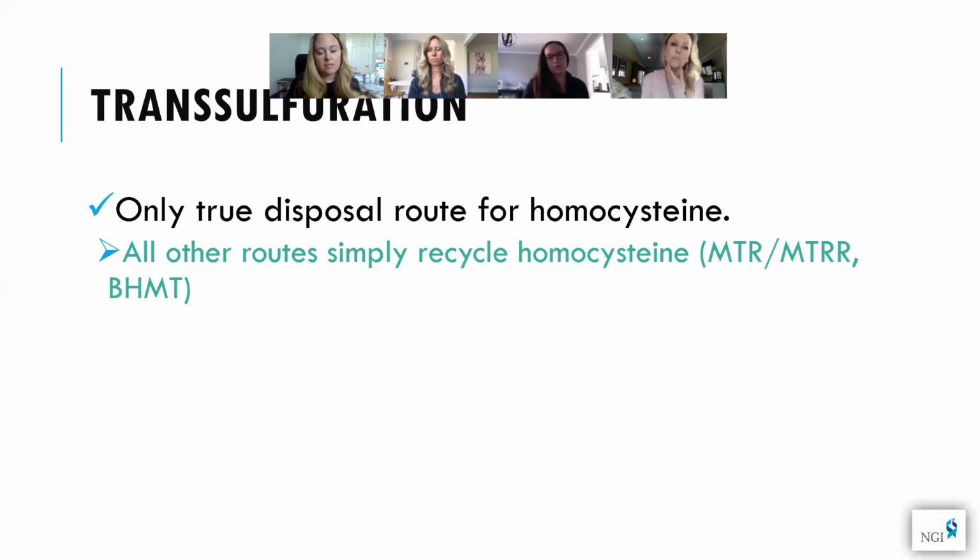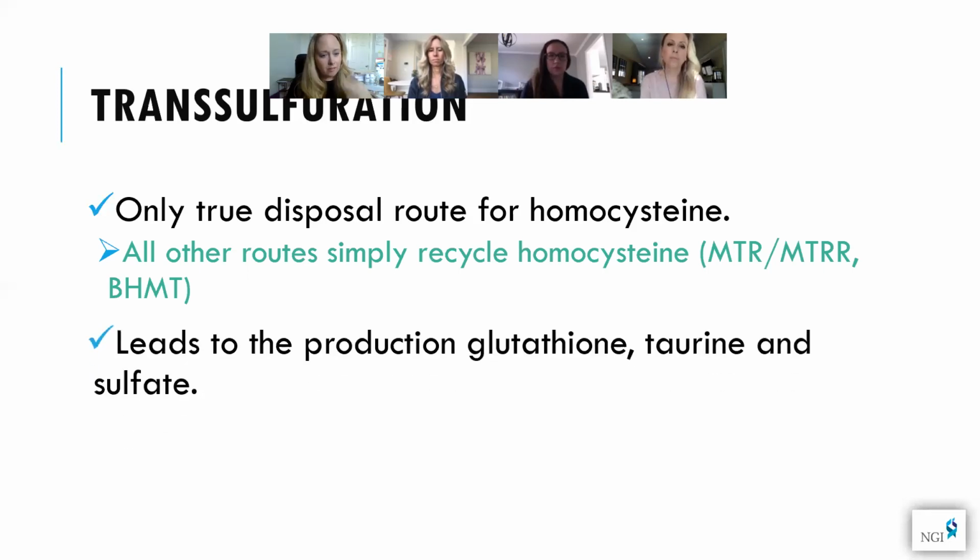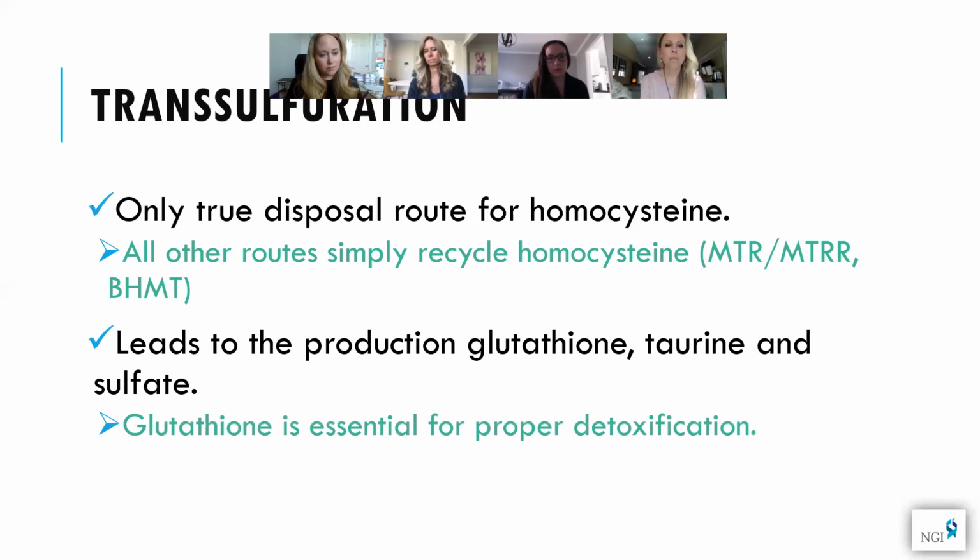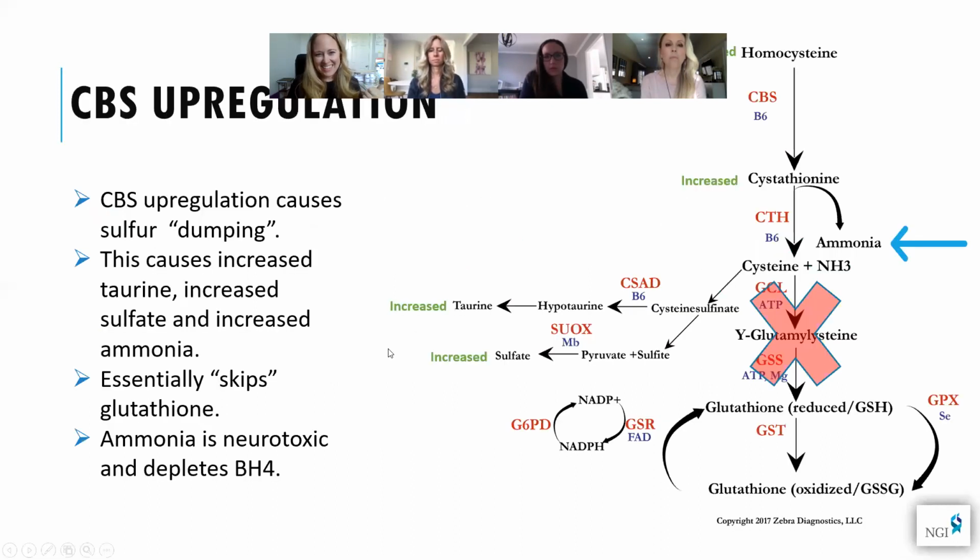if we're trying to get rid of homocysteine. So again, the whole purpose of transsulfuration is that we're trying to get glutathione, taurine, and sulfate. And glutathione, of course, is really important for detoxification. This is our master internal antioxidant in the body. Okay, this one looks a little bit more complicated, and this is why we're talking about CBS upregulation today, or that sulfur intolerance.